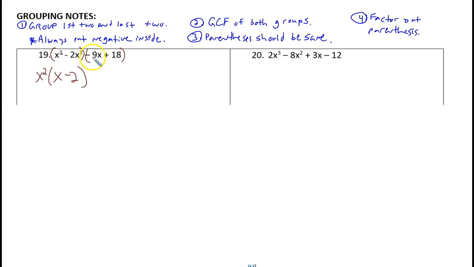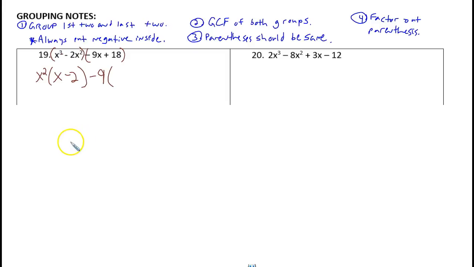All right. On the right side, we're going to do the same thing. We're going to take a greatest common factor on the right group. Quick note, whatever sign is in front of the first term in the second group, or the third term overall, that is the sign that you want to factor out. So we're going to not just factor out the greatest common factor, but a negative greatest common factor. So when you look at 9 and 18, since 9 divides evenly into 18, we're going to divide out the 9. That's the greatest common factor.